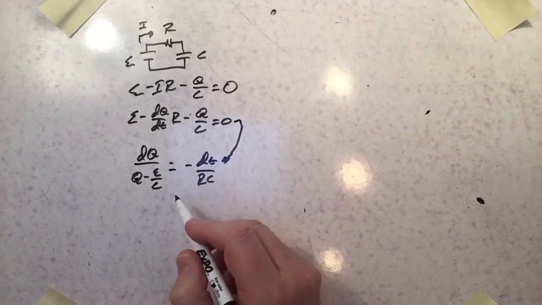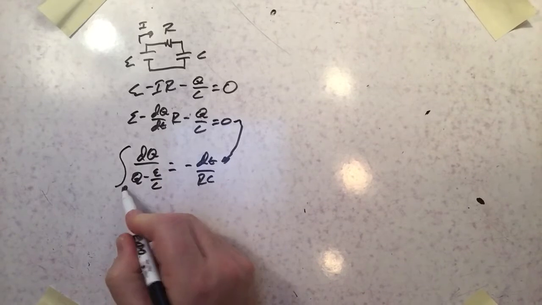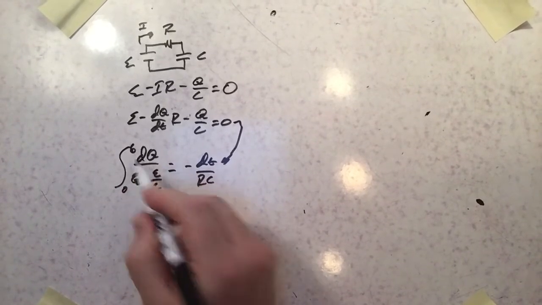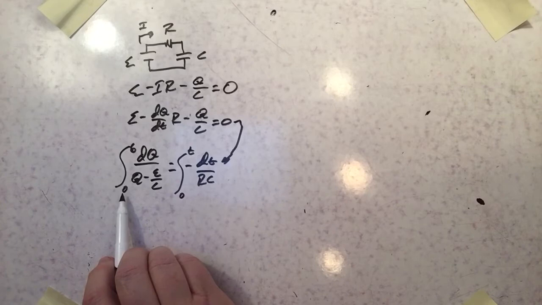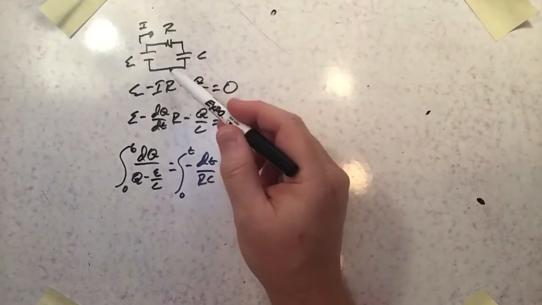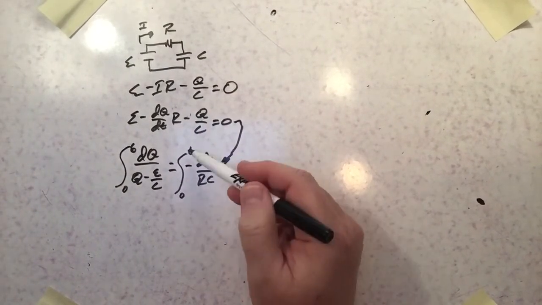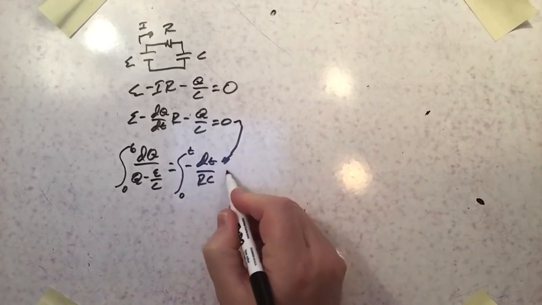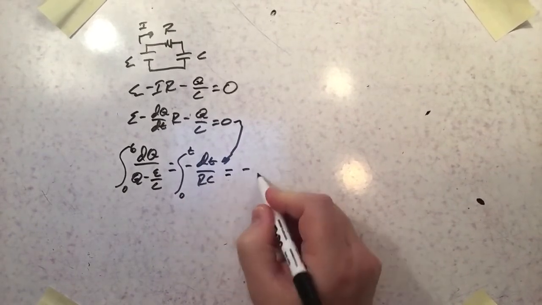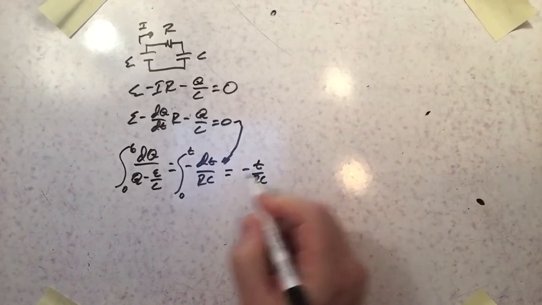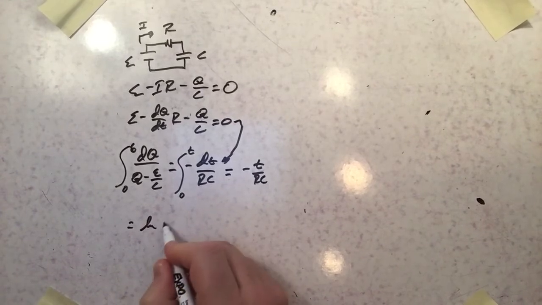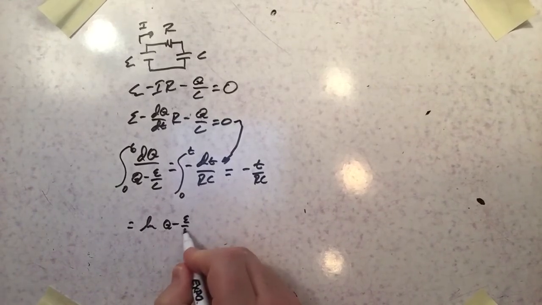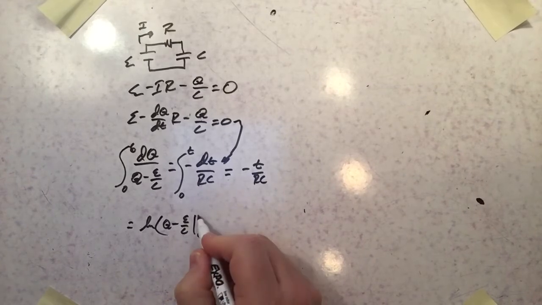Okay, now we integrate both sides. So I'm going to integrate this side from 0 to Q, the specific charge at that time, and I'll integrate this side from 0 to t. Again, we're assuming there was 0 charge at the beginning, so this is at the time equals 0 stage where the switch is first closed, and of course time runs from 0 to t. Okay, the right side of this is easy. This just becomes negative t over RC. The left side, though, is a natural log, so it's going to be the ln of Q minus E over C, and then that'll be evaluated between 0 and Q.